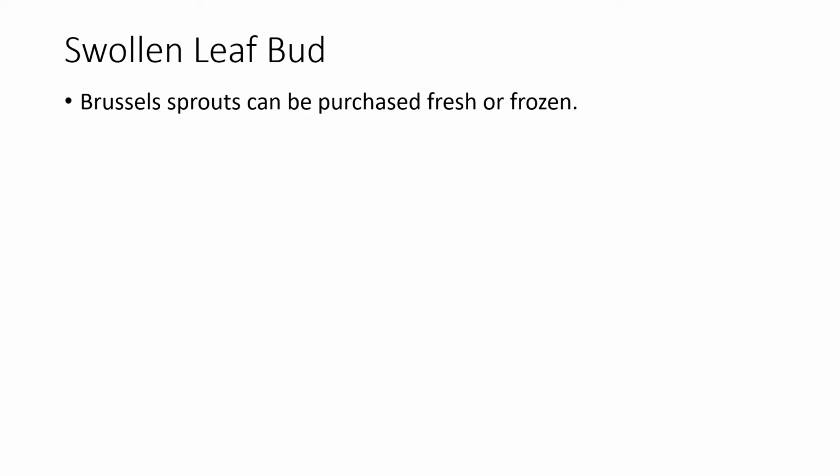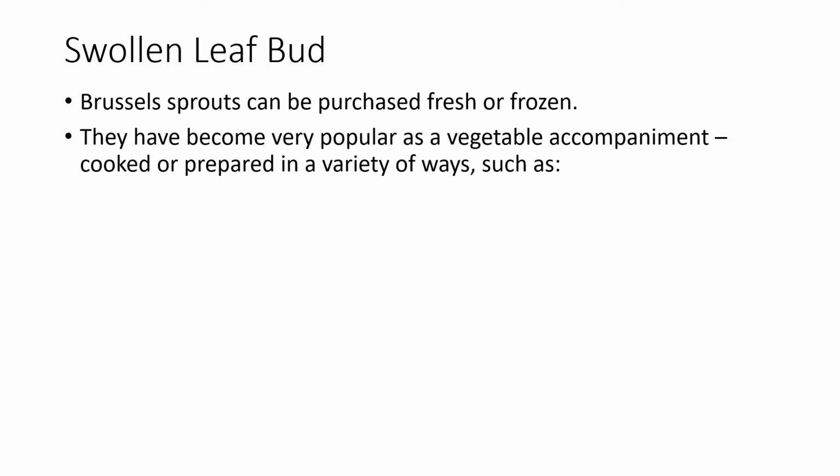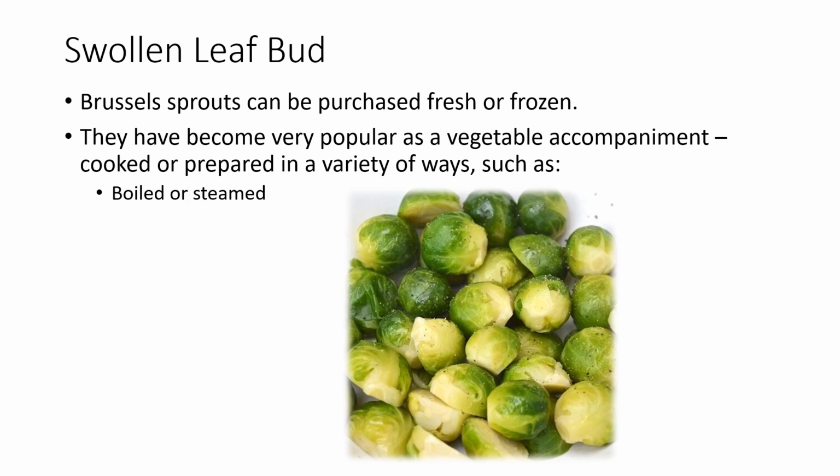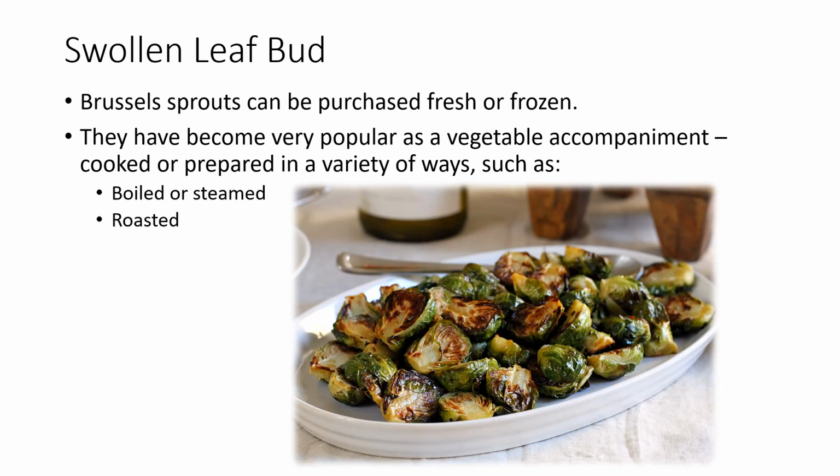Brussels sprouts can be purchased fresh or frozen. They've become very popular. I've noticed them on a lot of menus lately, as a vegetable accompaniment that have been either cooked or prepared in some way, such as boiled or steamed Brussels sprouts. That's very sort of typical. They lend themselves really well to butter, to onions, bacon. Well, what doesn't lend itself to bacon? But Brussels sprouts are very commonly and popularly boiled or steamed.